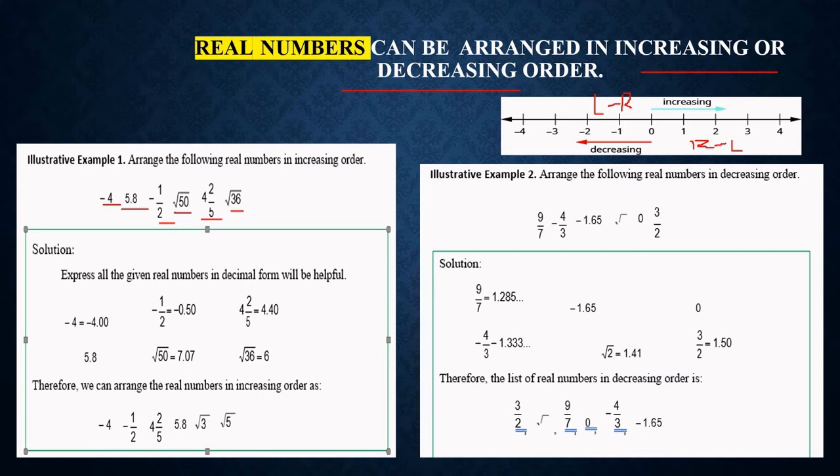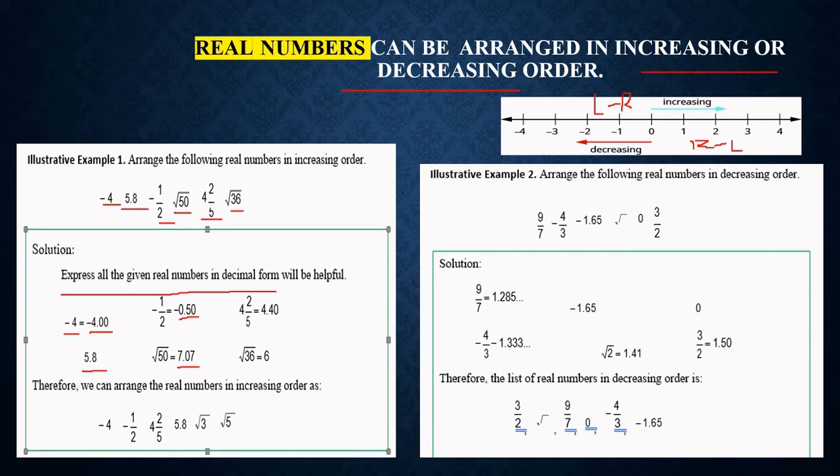So kung mapapansin ninyo, we have different types of numbers. For you to arrange this correctly in increasing order, you need to express all the given real numbers in decimal form. So we have negative 4 is written as negative 4.00. 5.8 is already in decimal form. Negative 1 half when changed to decimal is negative 0.50. Square root of 50 is not a perfect square. That is equivalent to 7.07.